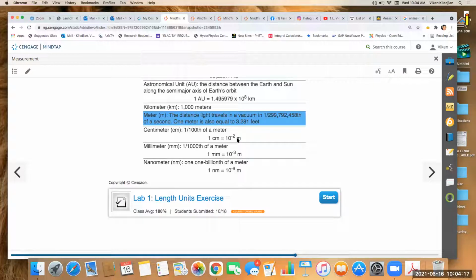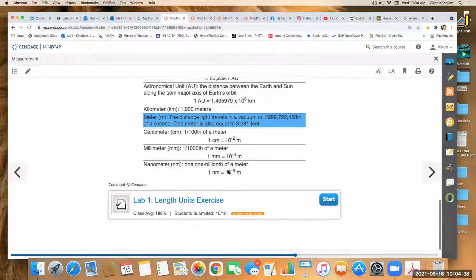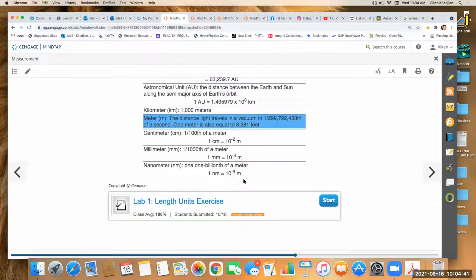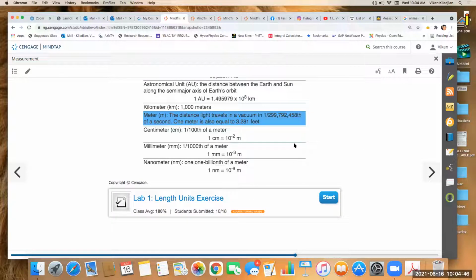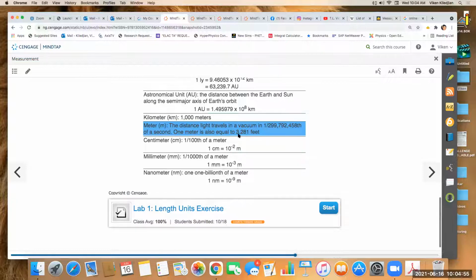Centimeter is 10 to the minus 2 meters, 1/100th of a meter. Millimeter, 10 to the minus 3 meter. Nanometer is 10 to the minus 9 meter. An angstrom is 10 to the minus 10 meter, so it's basically one off from here. And one micrometer is 10 to the minus 6 meter, and that's written like this, the micrometer.